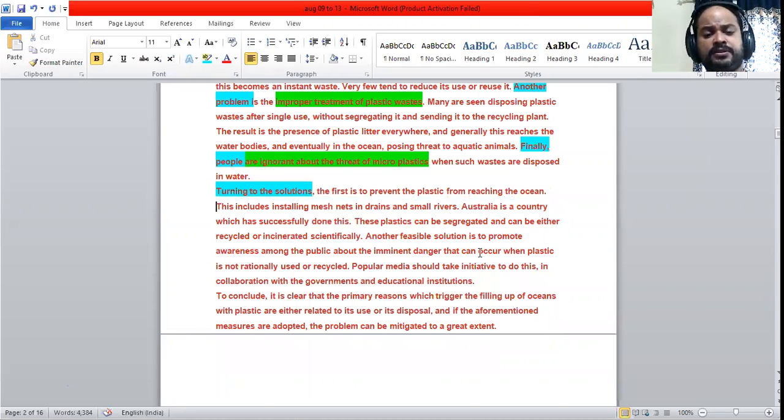Okay, so turning to the solutions, the first is to prevent plastic from reaching the ocean. How? This includes installing mesh nets in drains and small rivers. So for the examples of doing that, what are the things included? Example number one, it includes this thing. And Australia is a country which has successfully done that. How does this function? These plastics can be segregated and can be either recycled or incinerated scientifically. So that is solution number one, prevent plastic from reaching the ocean.